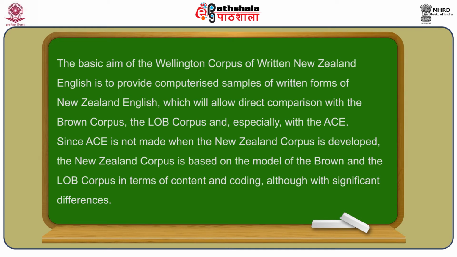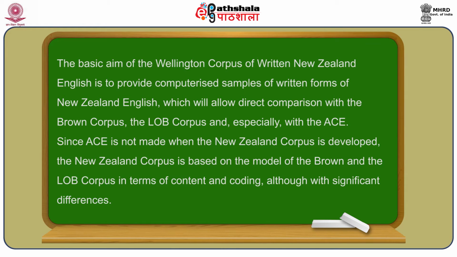The basic aim of this Wellington Corpus of Written New Zealand English is to provide computerized samples of written forms of New Zealand English, which will allow us to make direct comparison with the Brown corpus, the LOB corpus, and especially with the Australian corpus of English. Since this is so, the New Zealand corpus is based on the model of the Brown and the LOB corpus in terms of content and coding, along with significant differences.